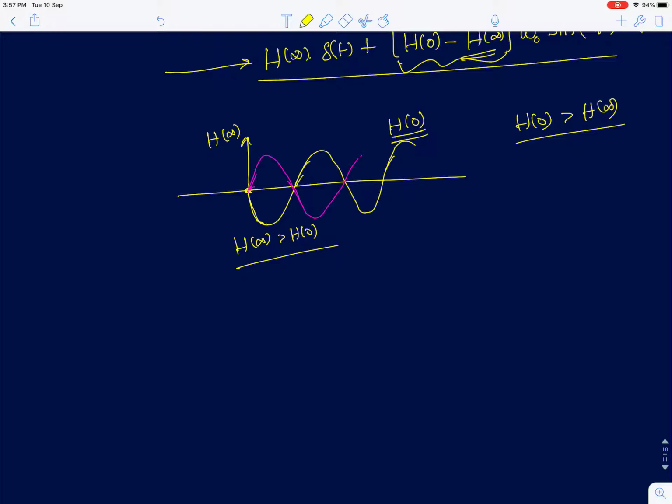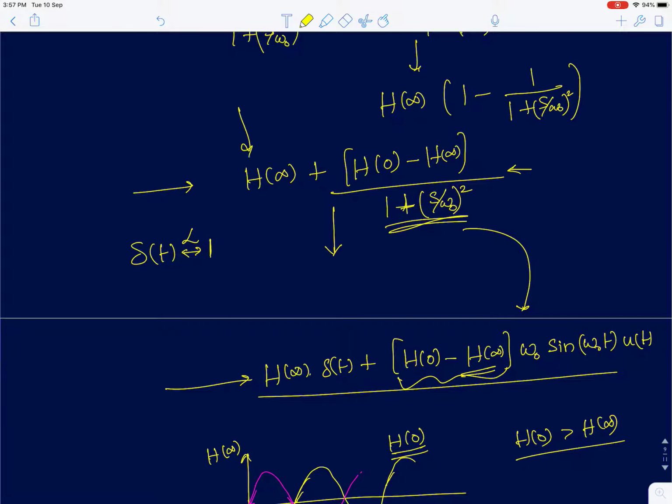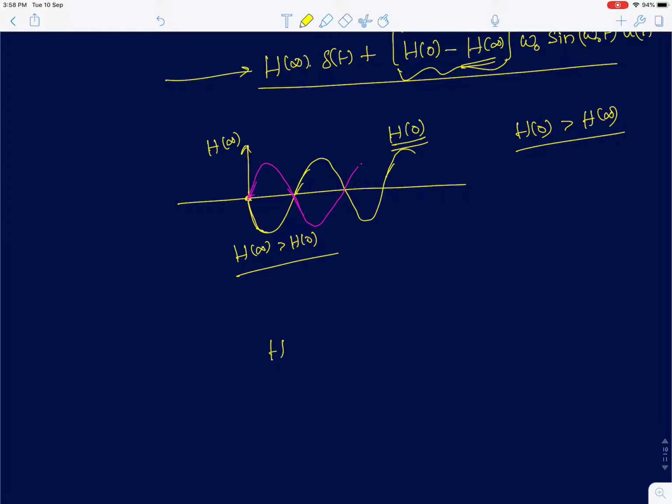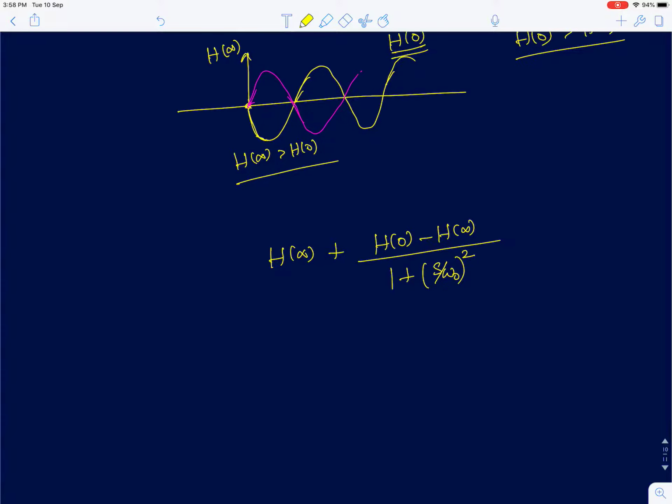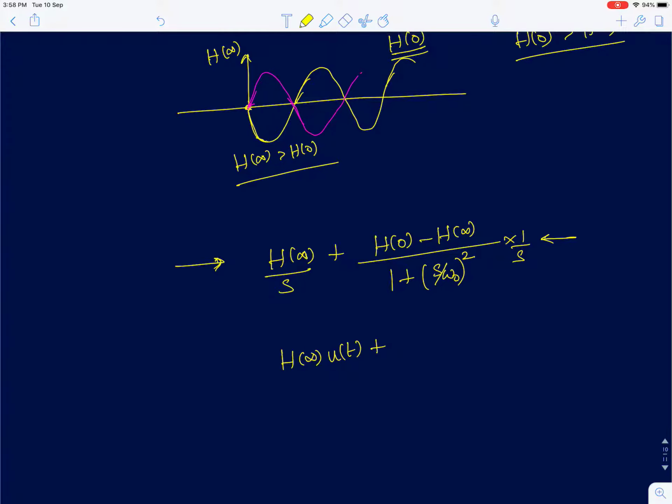So now we'll feed a step input to this system. I'll use this expression, which is h of infinity plus h of 0 minus h of infinity by 1 plus s by omega naught square. If I feed a step input to this system, for the first term you will get h of s by s, so you are going to get h infinity into u of t, plus, so this is actually a low pass transfer function.